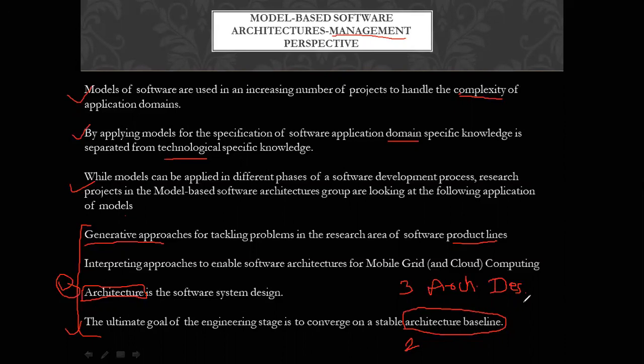So these three terms you have to remember for sure: architecture, architecture baseline, architecture description. Architecture is nothing but the definition, architecture baseline is a slice of information, and architecture description is a subset of the information extracted from design. So that is your management perspective, some of the points that you have to remember. Now I'm moving to the next slide.